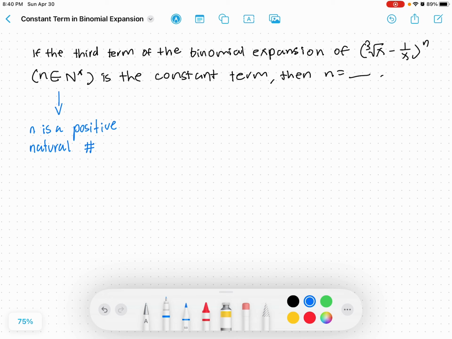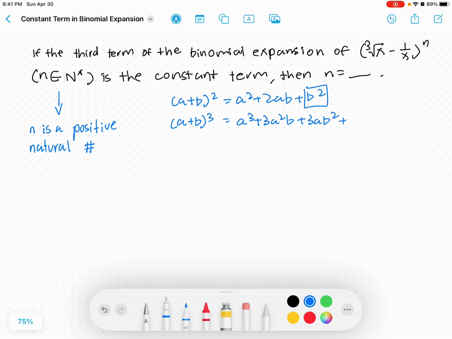Okay, and now let's just discuss some of the terms here. First of all, let's take (a plus b) squared as an example. This will equal a squared plus 2ab plus b squared. This will be the binomial expansion of (a plus b) squared, and the third term will be b squared. Same applies for (a plus b) cubed. This will equal a cubed plus 3a squared b plus 3ab squared plus b cubed. And then the third term will be 3ab squared.